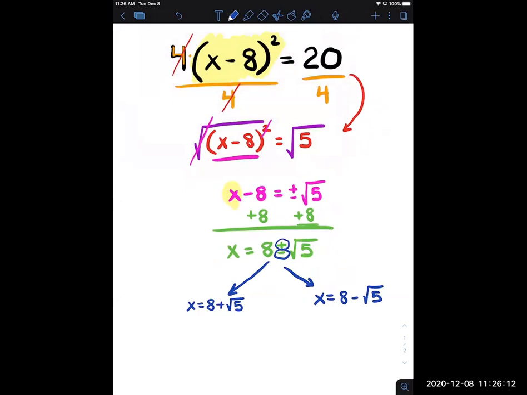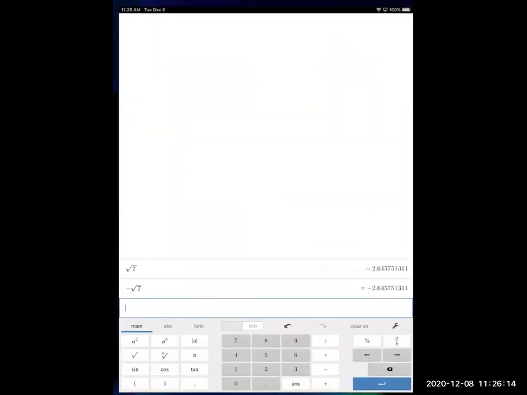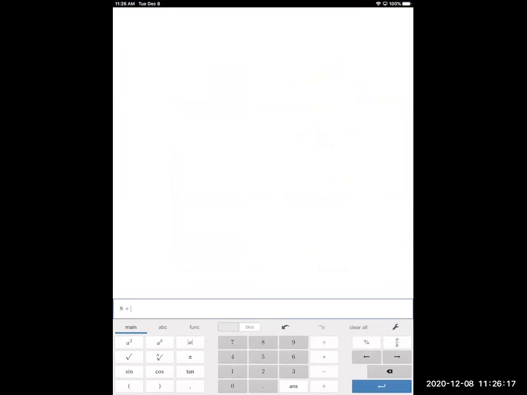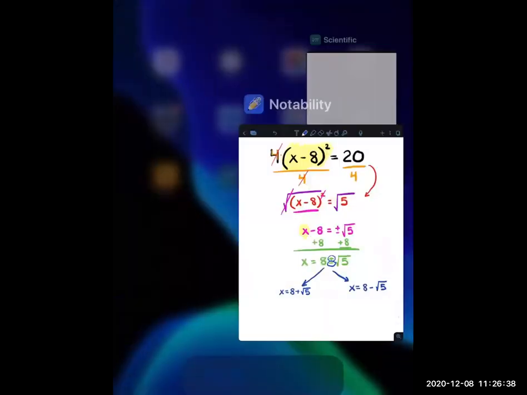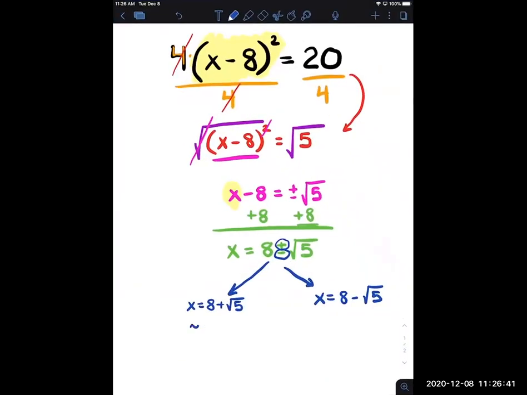To get the approximate answers, you put those in Desmos. So we're going to do 8 plus the square root of 5, and then 8 minus the square root of 5. So one answer is 10.236. That's for the plus answer. For the minus answer, you get 5.763. We're just using 3 places after the decimal. So this is approximately 10.236. And the other one was approximately 5.763.